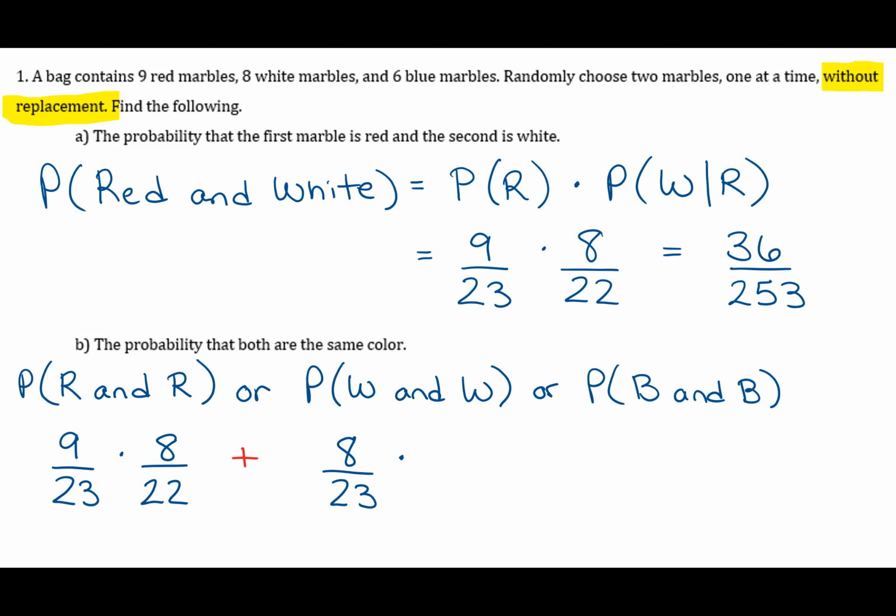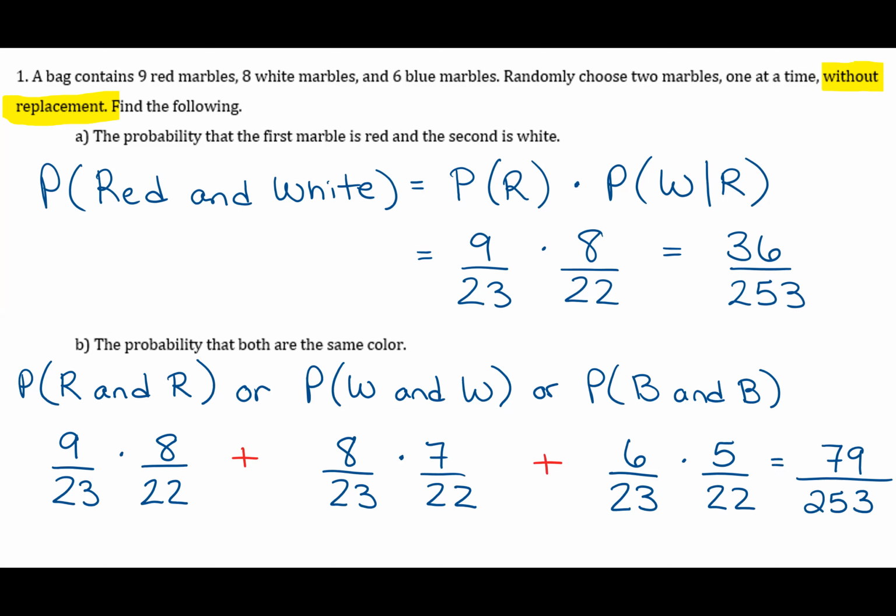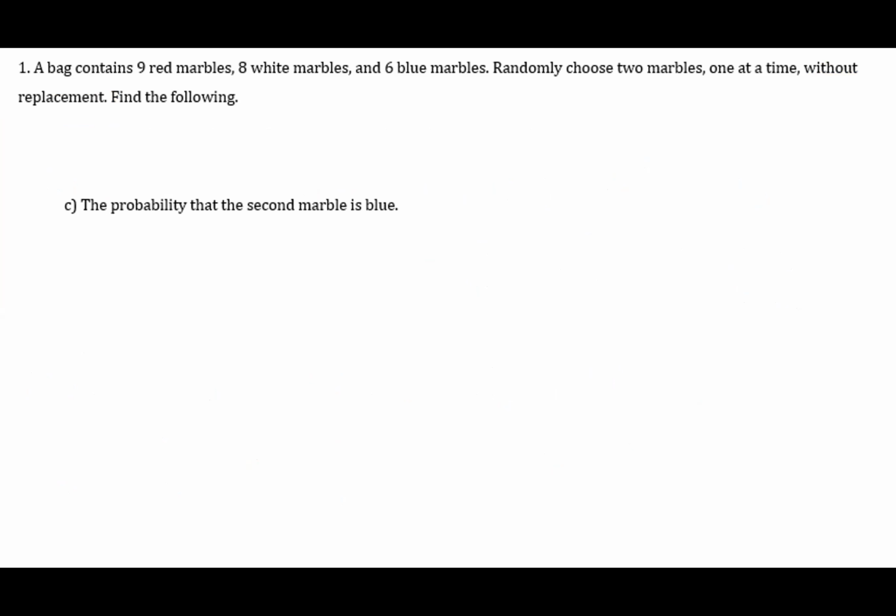Okay, so for white and white, it'd be 8 out of 23 for the first marble. And then if you're holding that white marble, the next one would be 7 out of 22. And then we'll add that with the probability of getting 2 blue ones. So that would be 6 out of 23, and then 5 out of 22. And you figure out what all of that adds up to, reduce your fraction, and you should get 79 out of 253. Perfect.